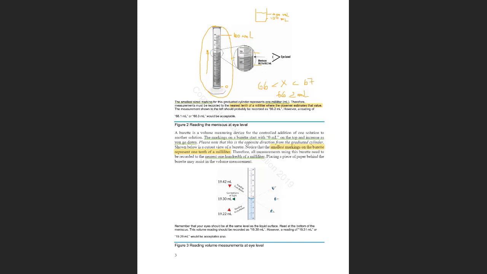Okay. So now we know that the last digit estimated has the error. And here it says that if somebody sees that it is 66.1 or 66.3, it's also acceptable. We know that that number has the uncertainty.